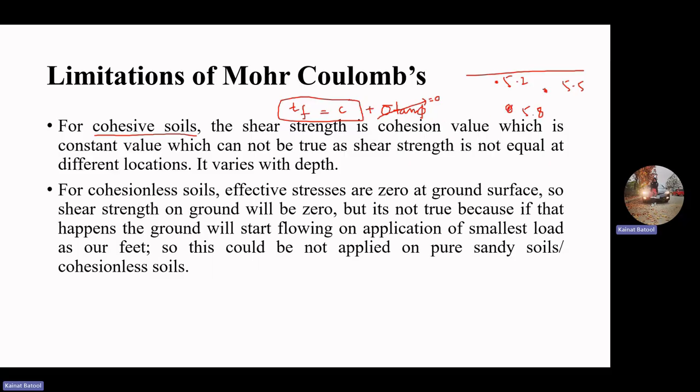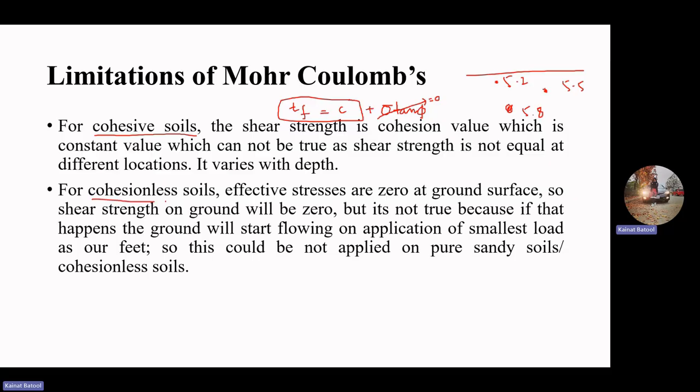Okay, so the shear strength within the depth, the shear strength even for cohesive soils, changes, right? It cannot be constant along the depth or along the lateral direction, right? So this cannot be true in the case of cohesive soils. So this is one limitation.